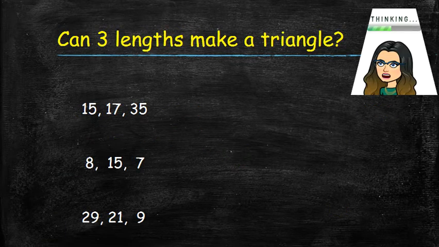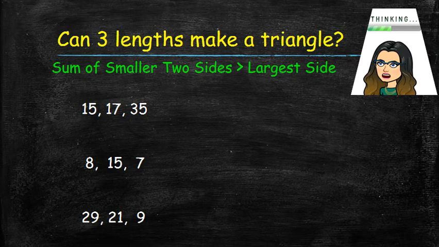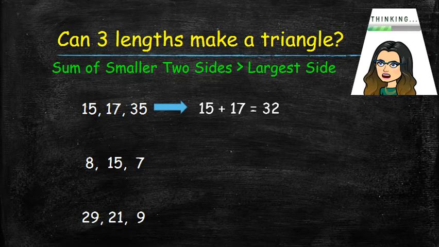What if we're given three measurements and we need to know if they make a triangle? Our rule here is the sum of the smaller two sides must be bigger than the third side. For our first set of numbers, 15, 17, and 35, we add our smallest two, 15 and 17, which gives us 32. Because 32 is not bigger than 35, these lengths could not make a triangle.